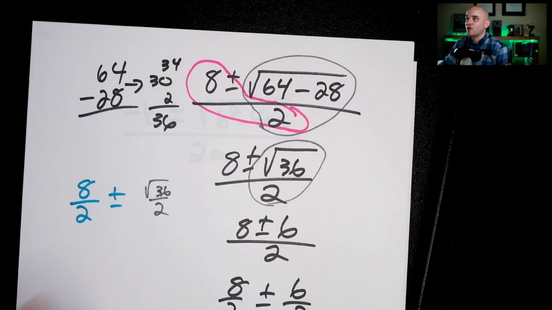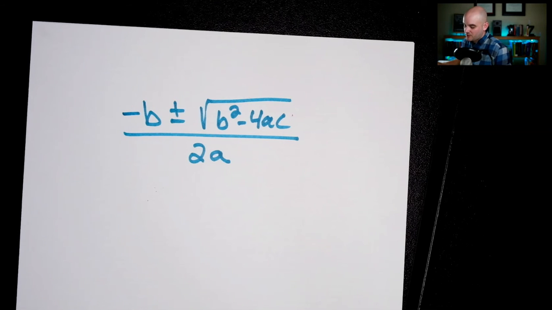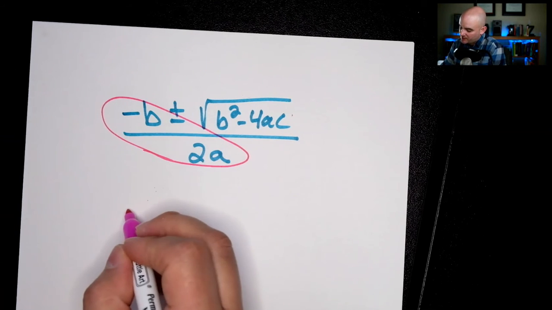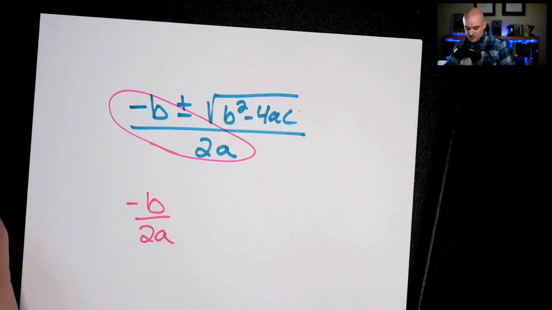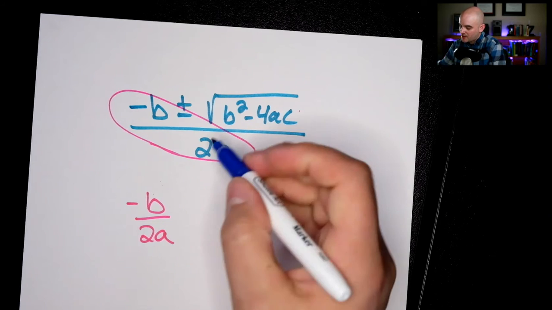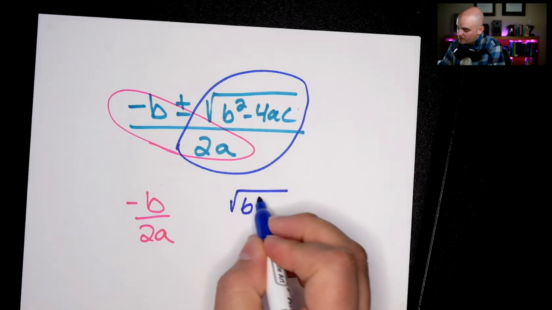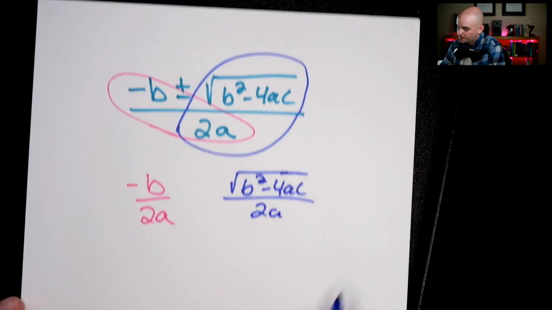So from the get-go, we can actually split up the quadratic equation if we want. And that's what I'm going to do right here. I'm going to say, you know what? I've got -b over 2a. Let's write that out on one side. And then on the other side, I'm going to have the square root of b squared minus 4ac all over 2a.